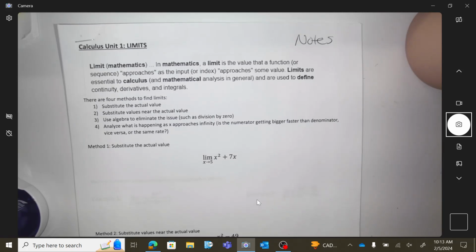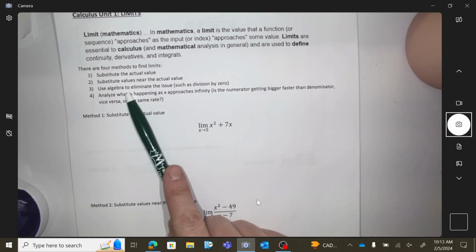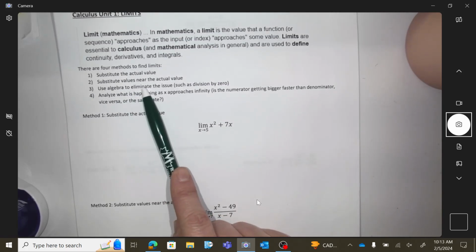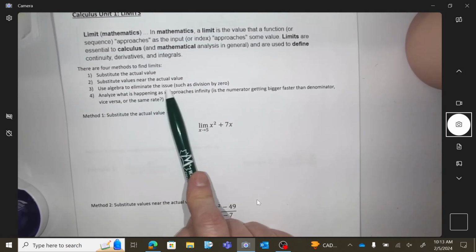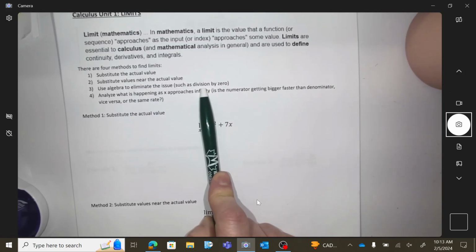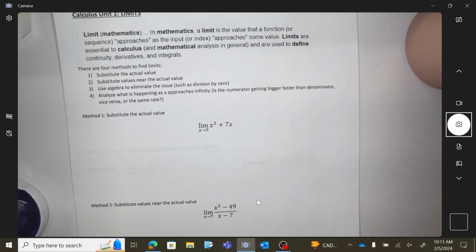Okay, so here's 4 strategies. Sometimes you can just substitute it in. Sometimes you could substitute near that number. Sometimes you could use algebra to eliminate an issue. An issue is often dividing by 0. That's an issue. And we could analyze what's going on.